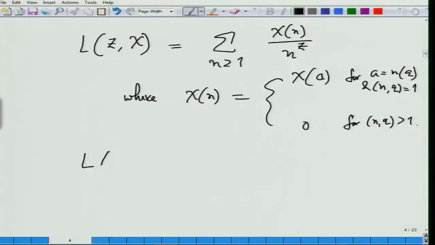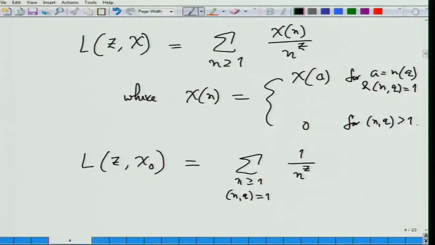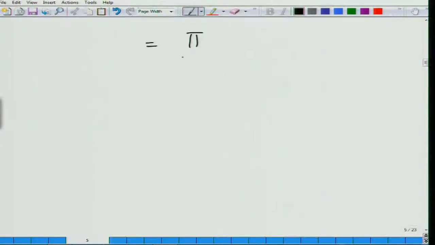So how does L(z, chi 0) look, which is the simplest of these L functions? Chi 0 is 1, but it is not 1 everywhere, so it is not quite the zeta function. Chi 0 is 1 precisely when n is coprime to q. So this is the sum over n greater than or equal to 1 with gcd(n, q) equal to 1 of 1 over n to the z. Now, is there a way of writing that? It is certainly messier or more complicated than the zeta function, but can we write it in the same form, that multiplicative form that we could do for the zeta function?